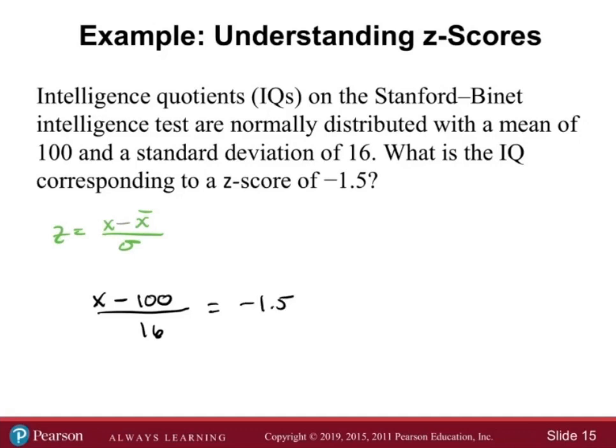So then we solve for x, multiply both sides by 16, and add 100. We're going to get negative 1.5 times 16 plus 100. Hey, Google, what's negative 1.5 times 16 plus 100? Minus 1.5 times 16 plus 100 is 76. All right.